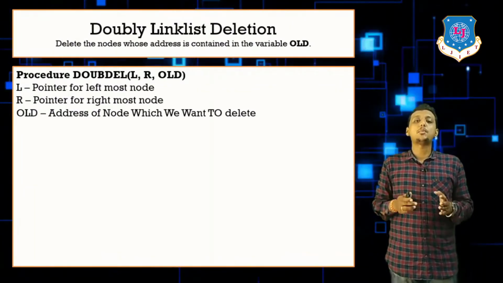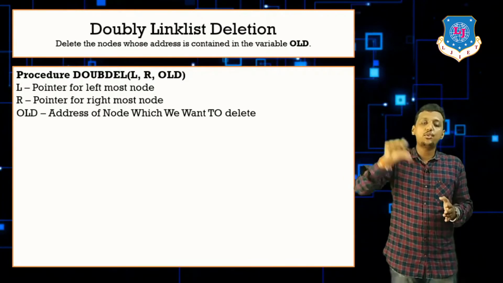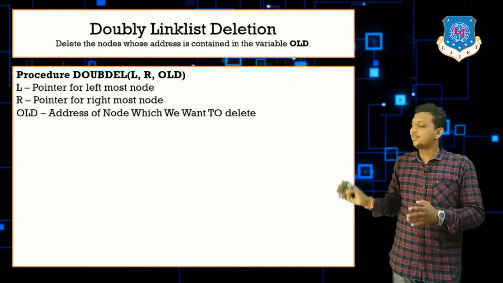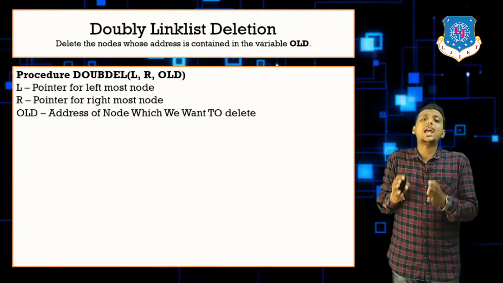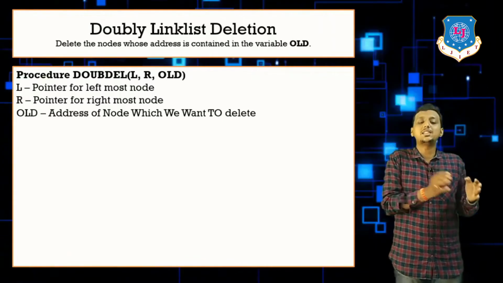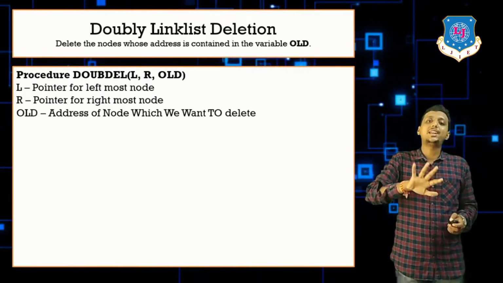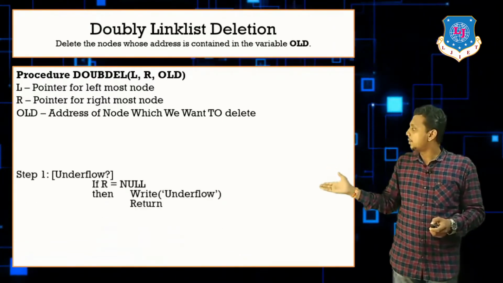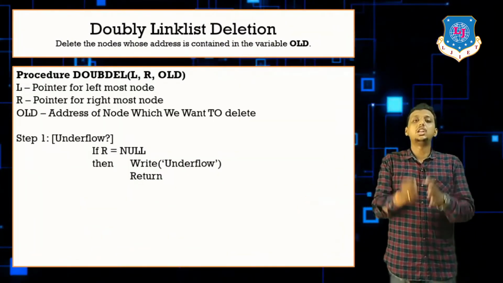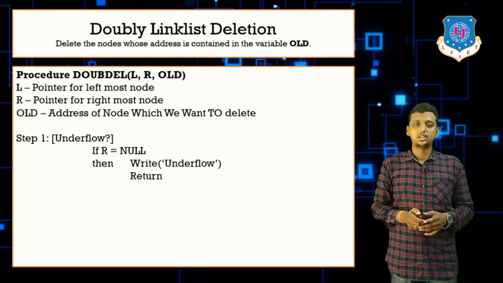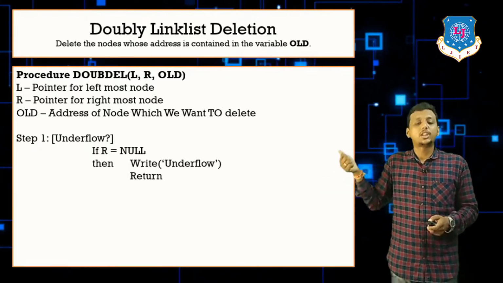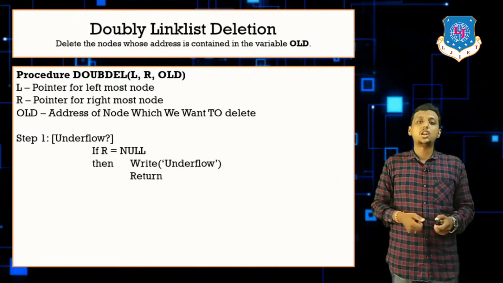Always remember, when we talk about the deletion, we need to check the underflow condition, students, right? So here the underflow goes like this: if my L pointer is equal to null or R is equal to null, then just write underflow over there and write return. Students, if you write L is equal to null, then it's also fine. You can write it. Okay.